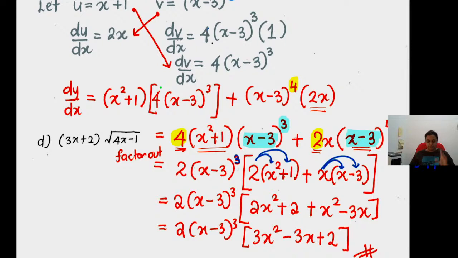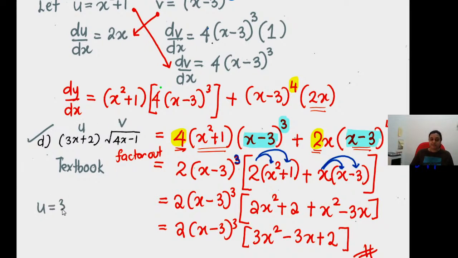Okay. For D, teacher wants you all to try because this question is from the textbook. Try this and then check your answer with the textbook answer. I'm not sure of the page. I did not write the page. Okay. Do it yourself first, then check the answer. Of course this will be your u and this will be the v.